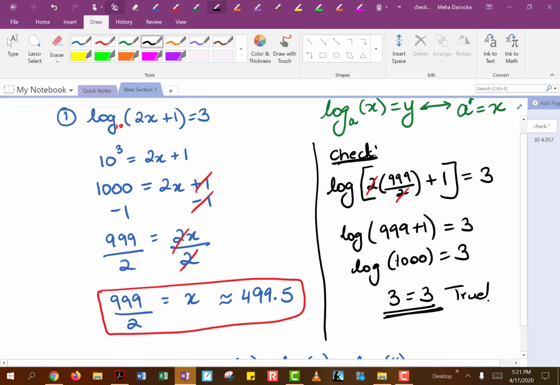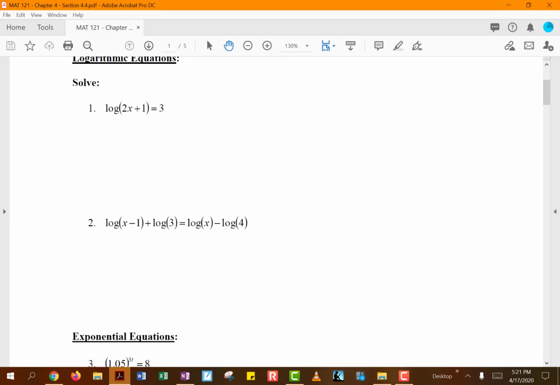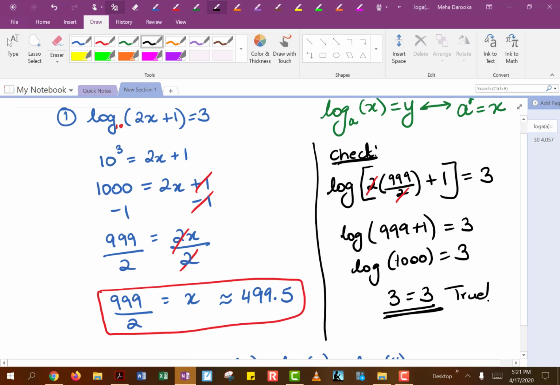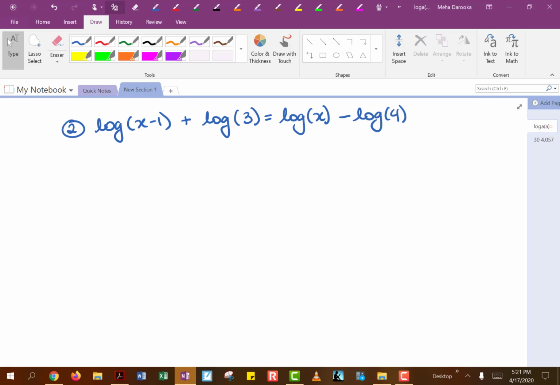Okay, now same thing they're asking us to do here is solve example number 2. So let's go ahead and take a look at this guy over here. So example number 2, we are given log of x minus 1 plus log of 3 equals log of x minus log of 4. So the first thing you should notice is all of these are the same logarithms, right? Because this is base 10, base 10, so these are all common logs. So we can actually use our rules of logarithms to combine these into single logs.